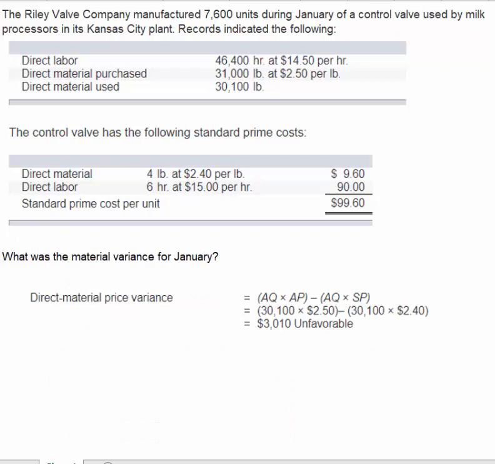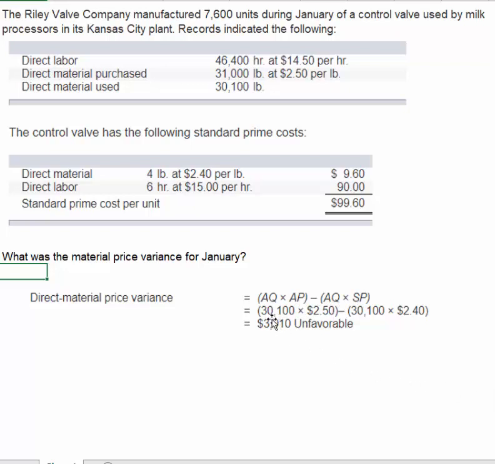Okay, next we're going to tackle the question, what was the material variance? Okay, and we've got a couple of material variances. Actually, this should say what was the material price variance? Why don't we start off with that? All right, the direct material price variance is the difference between the actual price and the standard price times the actual quantity. So you could multiply actual quantity times the actual price and then subtract the actual quantity times the standard price. So where did this information come from?